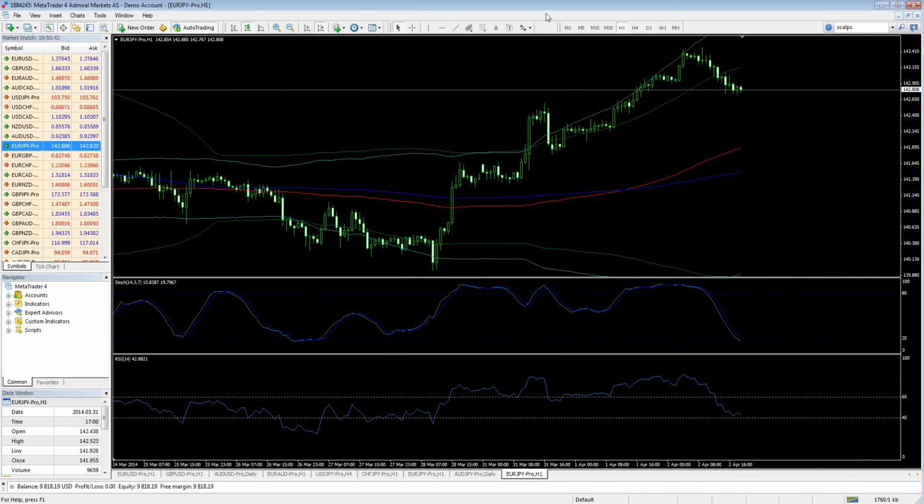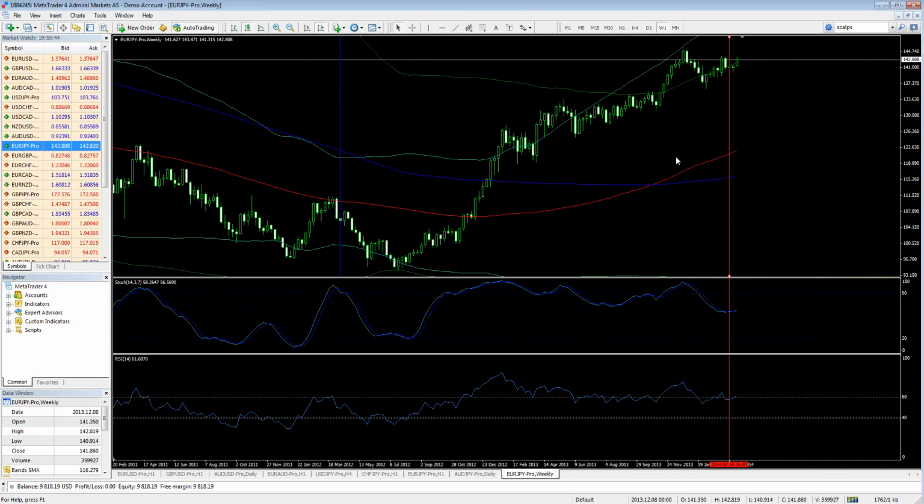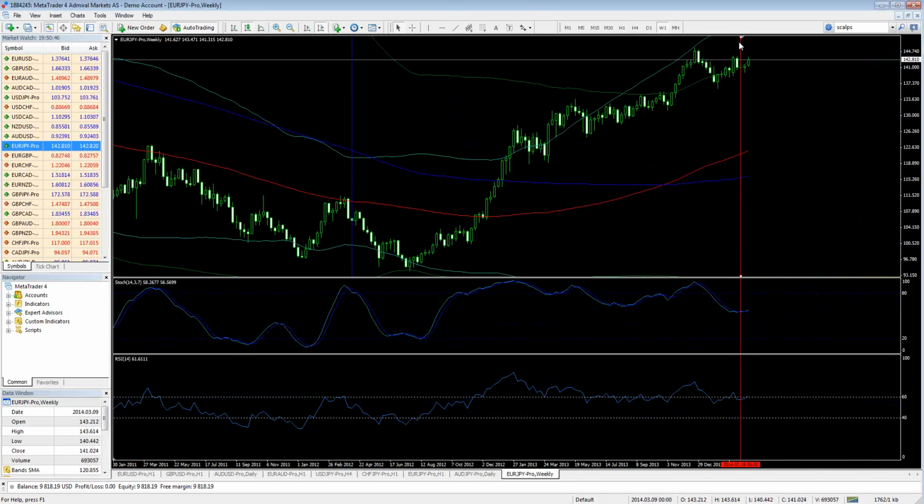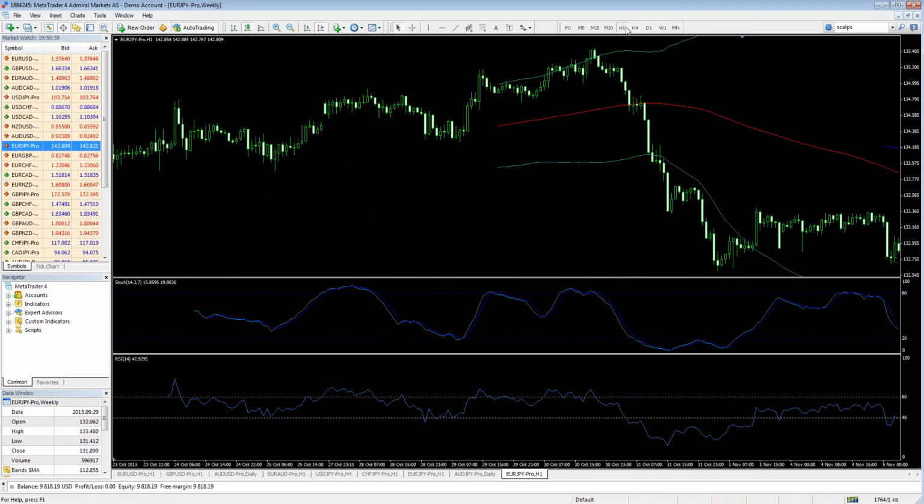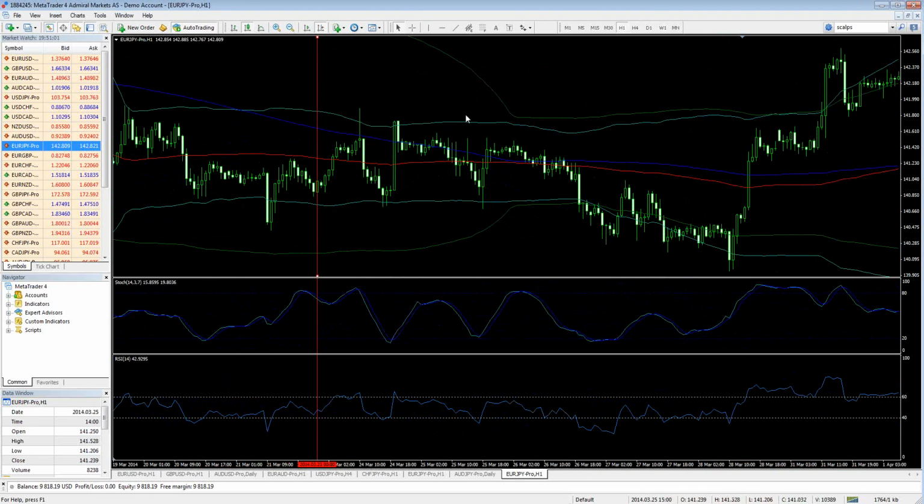Okay? And this week, look at this. This week, it has basically formed a hammer. So we can say it might be, because it's also a spike down, it might be a bullish week. So let's see if we could find entries here.